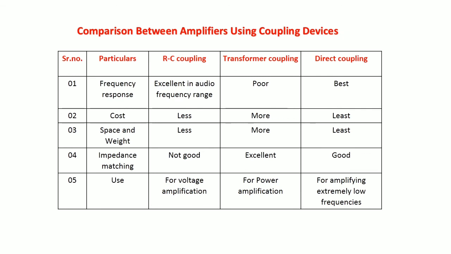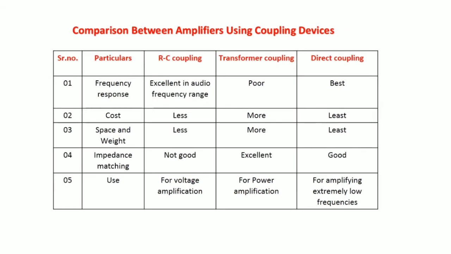The applications for RC coupled amplifiers are voltage amplification. The transformer coupling is used for power amplification, and direct coupling is used for amplifying extremely low frequencies. So here is the comparison between all these three amplifiers using coupling devices.